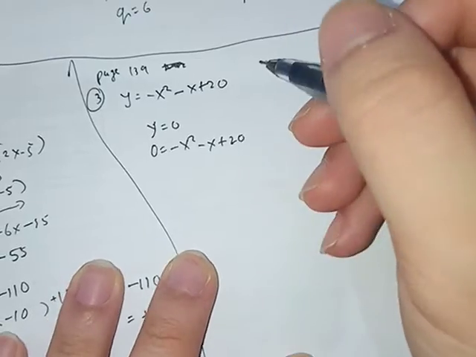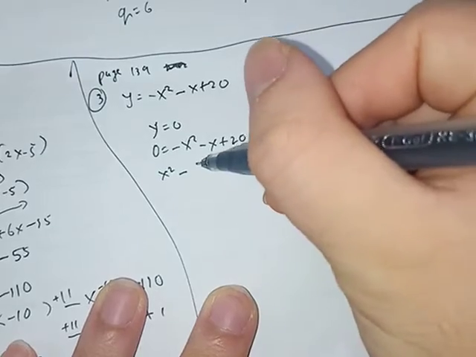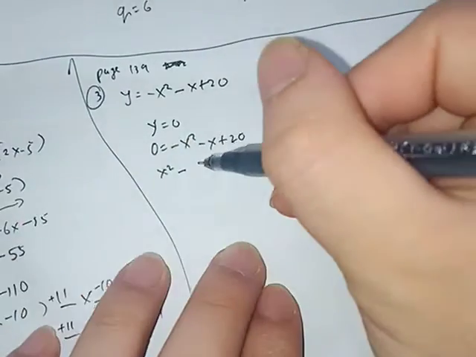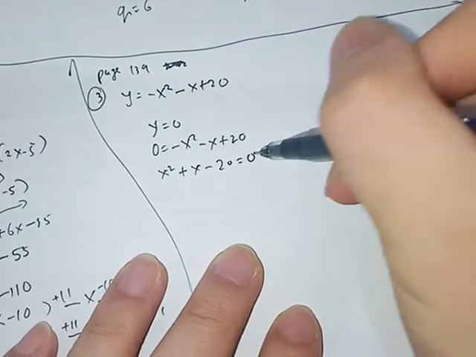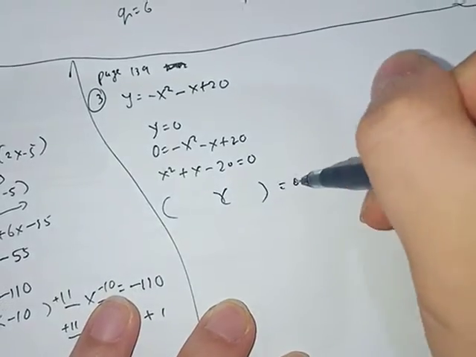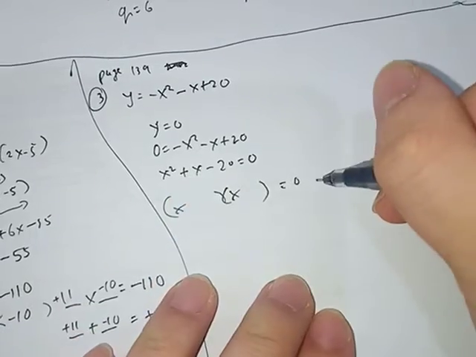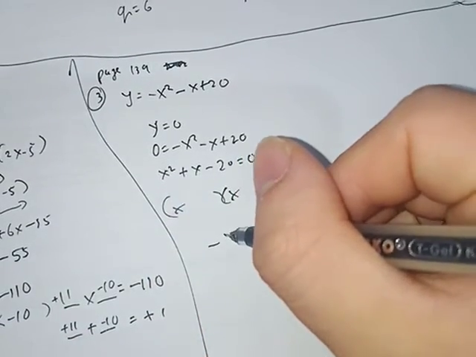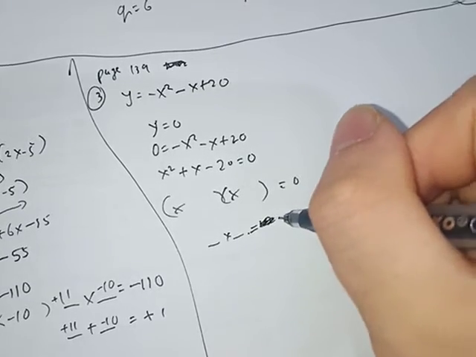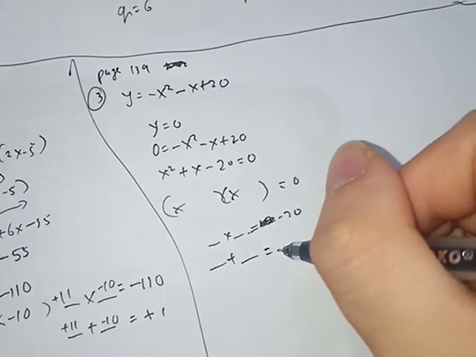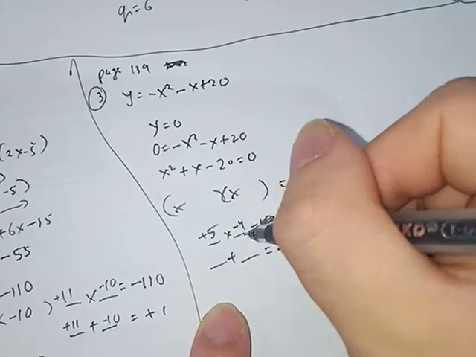But for convenience, I will switch this to the right side, so that the x squared is not negative. Just slightly better to solve it. X squared, find what times what equals negative 20, what plus what equals positive 1, yeah? Okay, the answer is positive 5 and negative 4.